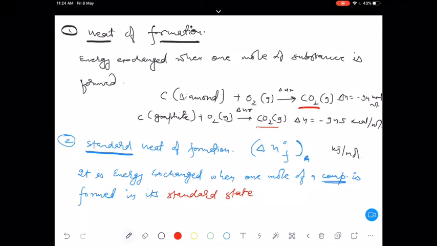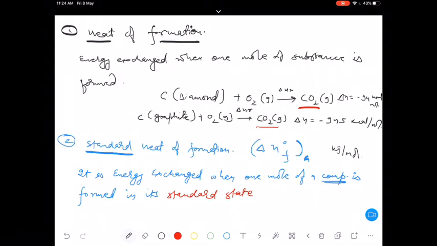Now in some processes water might be formed as water vapor. In some processes it might be formed as liquid water, so it will be different. We cannot write all those processes as standard heat of formation. Here we are writing standard heat of formation when 1 mole of compound is formed in its standard state. What is standard state we are going to discuss later. Just give me a few minutes, then we will discuss it.